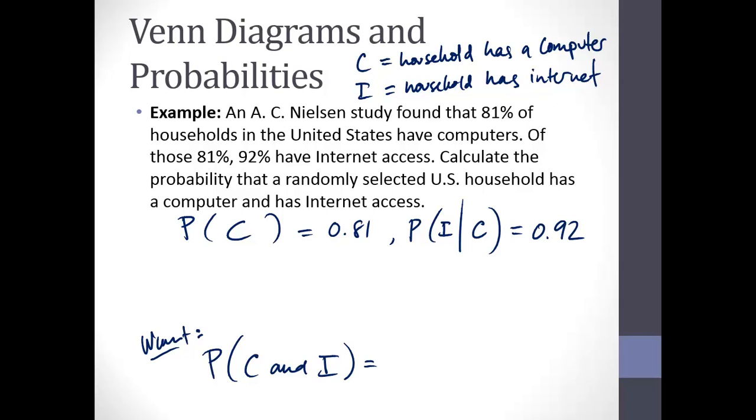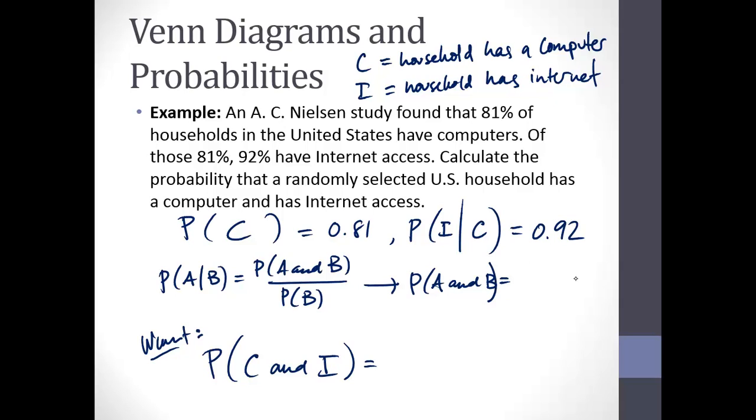So now we have some information that we can use to find what we want. Remember that in general, the probability of A given B equals the probability of A and B divided by the probability of B. So that tells us that the probability of A and B equals the probability of B times the probability of A given B. Moving those terms around, we can solve that first equation for the thing that we want. So the probability of having a computer and having internet is equal to the probability of having a computer times the probability of having the internet given that you have a computer.